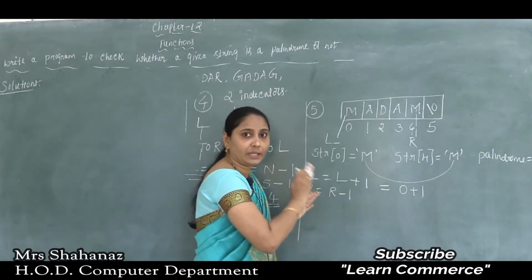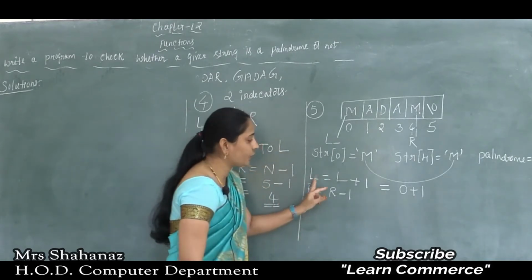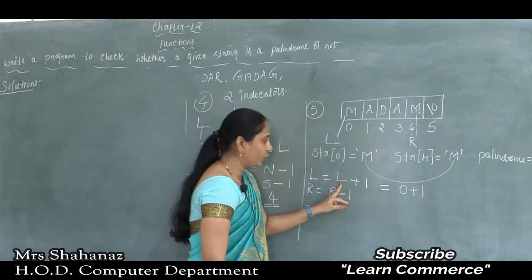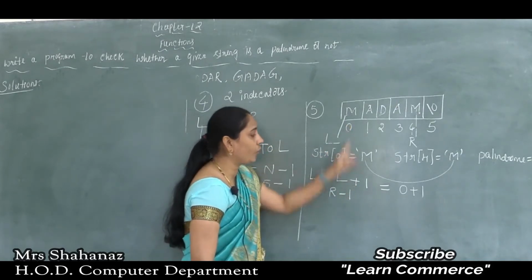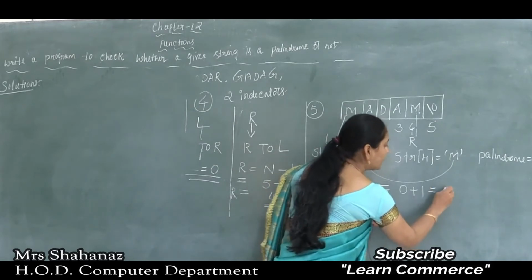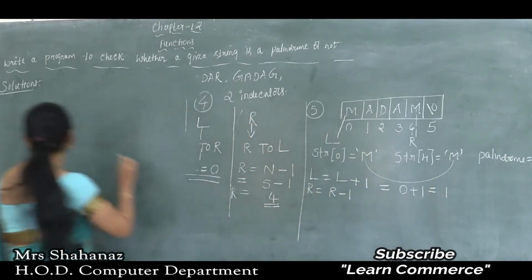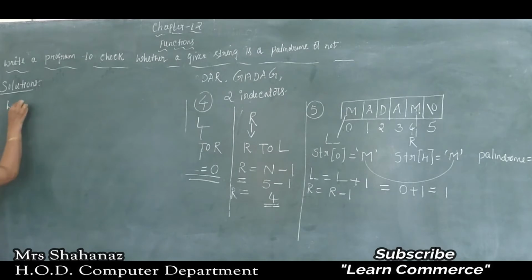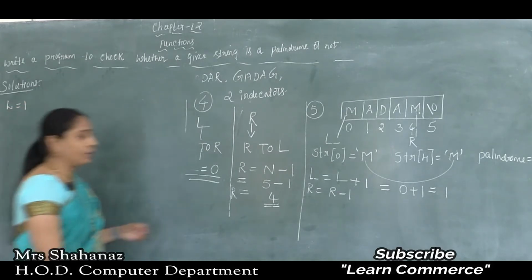Now, just to get the final result, L is equal to L plus 1. As we know, the L value is 0, so 0 plus 1 here. Now what's the value of L? The second time, the L value is equal to 1. Clear this point here? The L value is equal to 1.